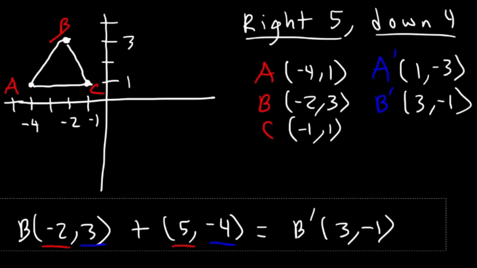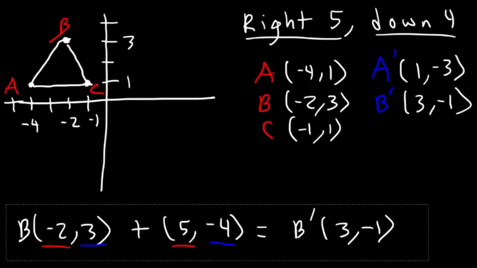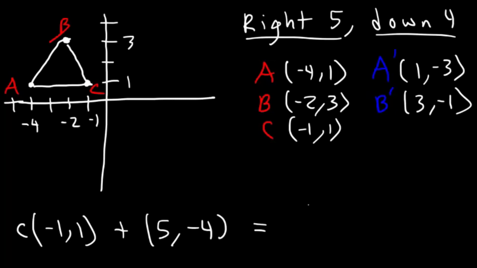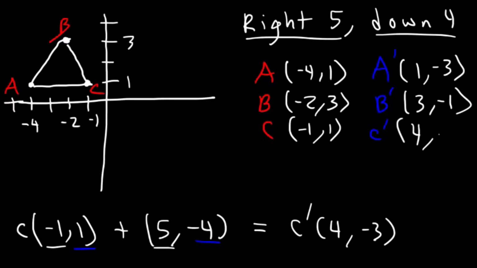Now let's follow the same procedure for point C. -1 plus 5 is 4. And then if we add 1 and -4, that's going to be -3. So the new point for C is located at 4, -3.